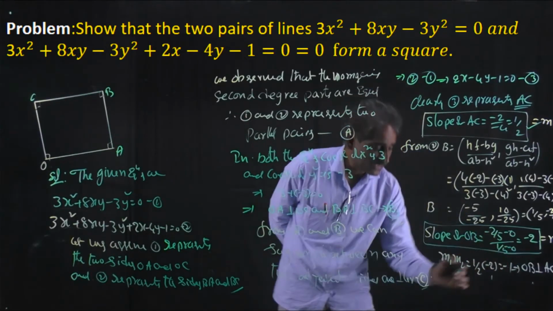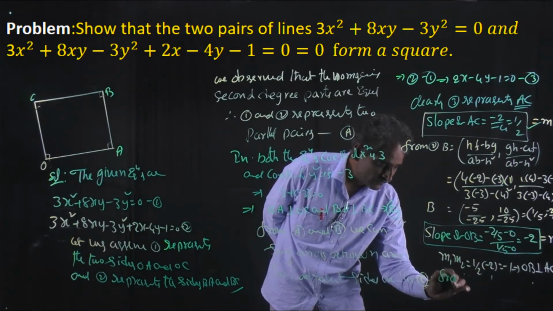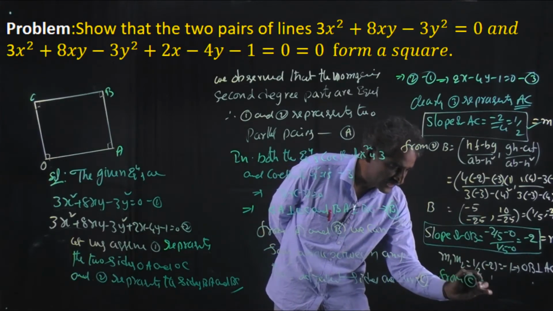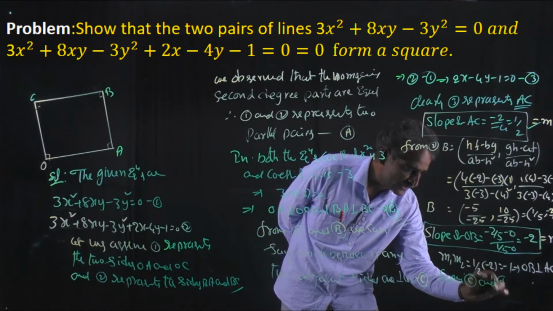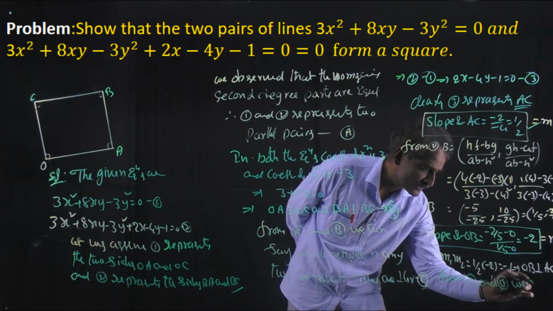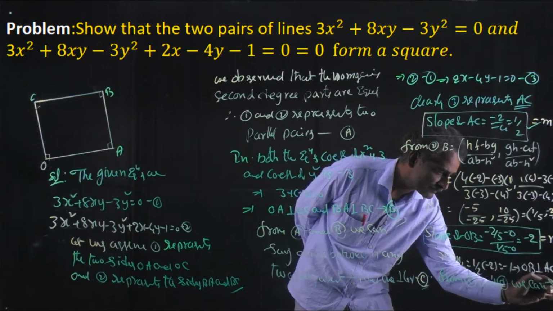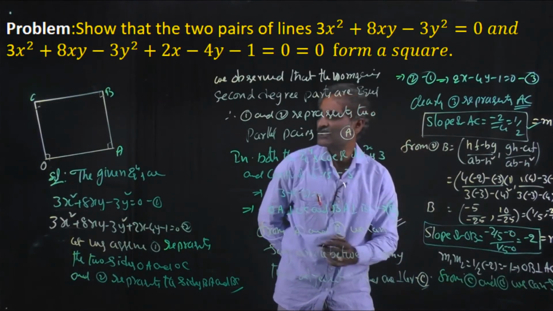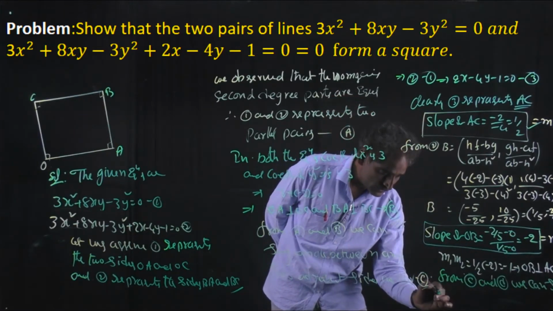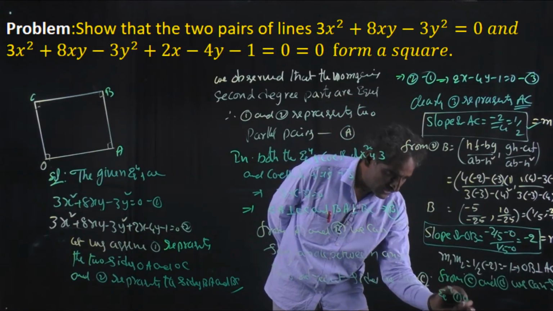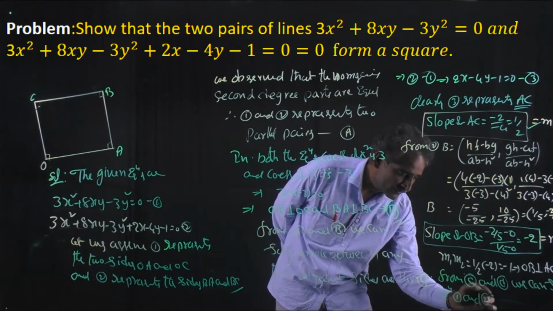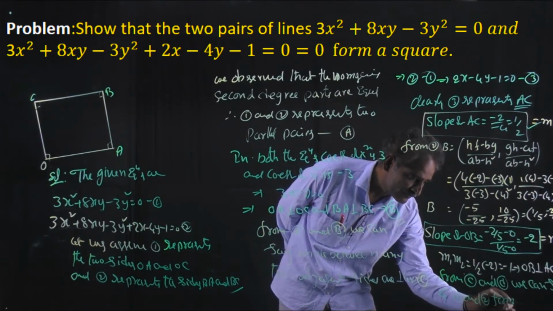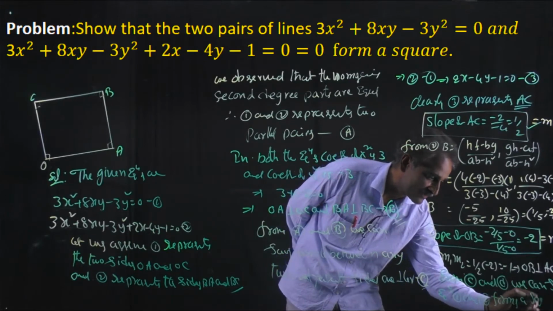From equations C and D, we can say the given equations 1 and 2 form a square.